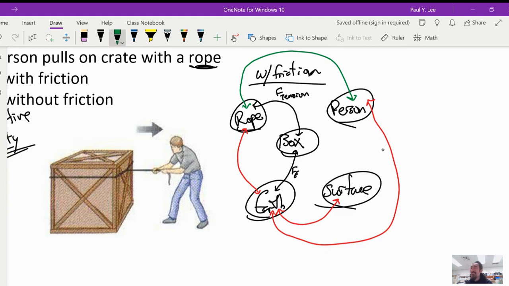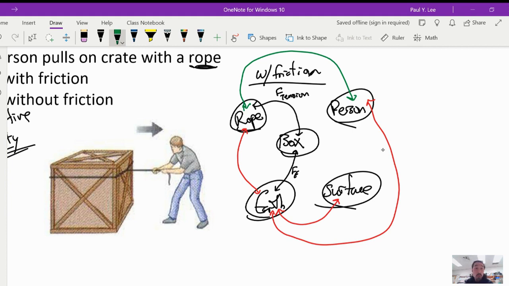And you might be thinking to yourself, well, technically. And so that's where you're going to get in trouble if you're thinking to yourself, well, technically. So the answer is no. The person is not interacting with the box. Okay. The person, however, is interacting with the rope, and we indicated that there.